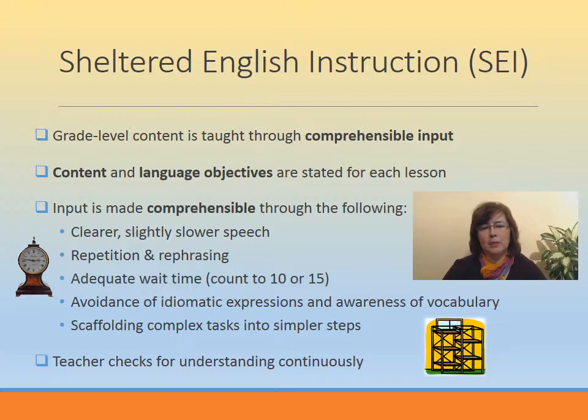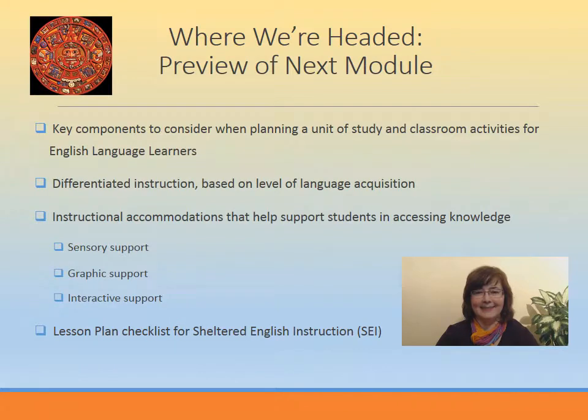Input is made comprehensible through clearer, slightly slower speech, repetition and rephrasing, adequate wait time of 10 or 15 seconds. This is very important and often we forget it. Avoidance of idiomatic expressions and awareness of vocabulary, as well as scaffolding complex tasks into simpler steps. Visual supports can be very important here. SEI should be used as a bridge between newcomer language instruction and mainstream language content.